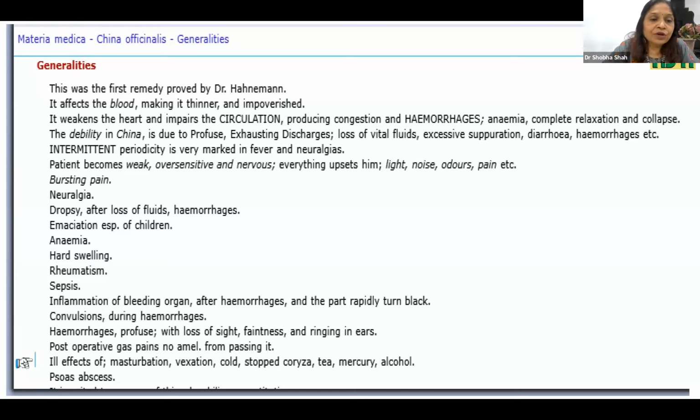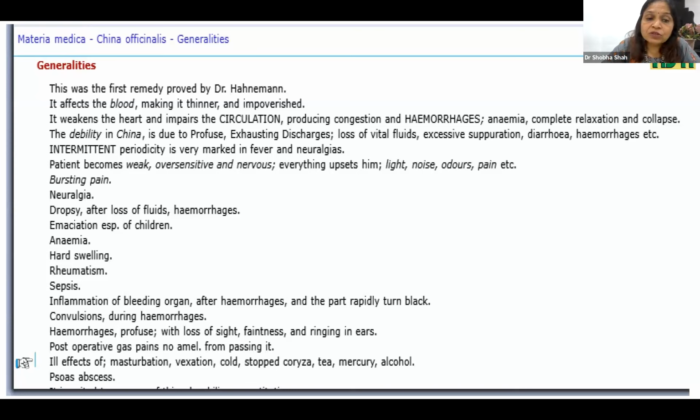Good remedy for rheumatism and sepsis, also for the inflammation of bleeding organs after hemorrhages. Good remedy for convulsions, cancer cases. Post-operative, very good affections of the GIT also, and that is why in this patient we got a lot of concomitants of gas, burp, and acidity.